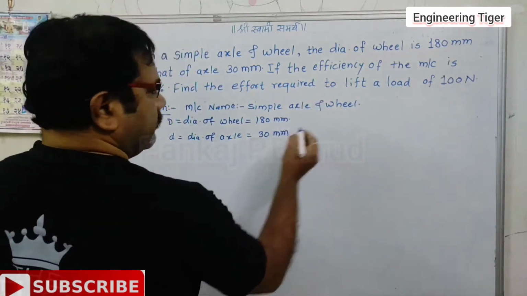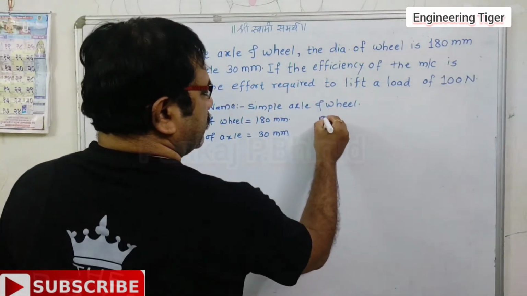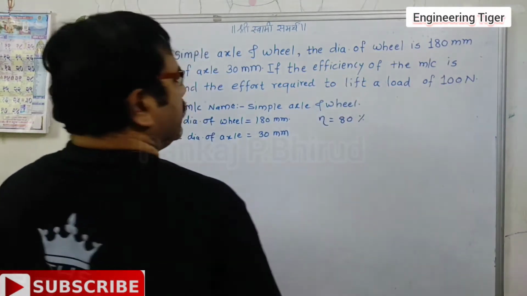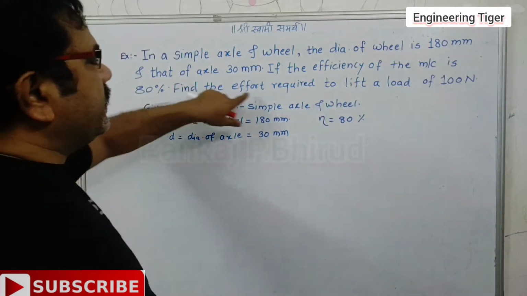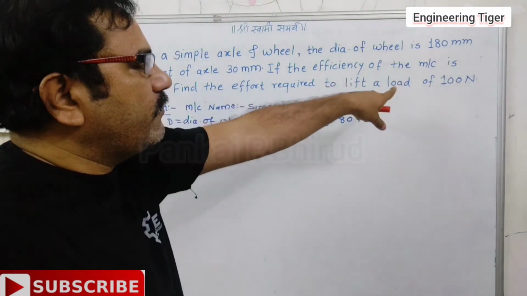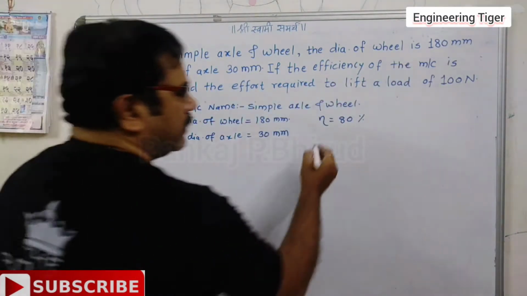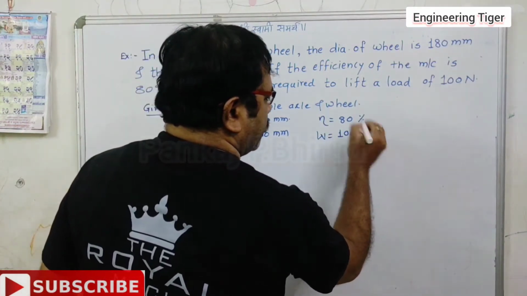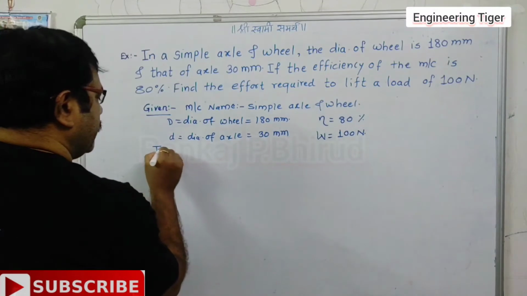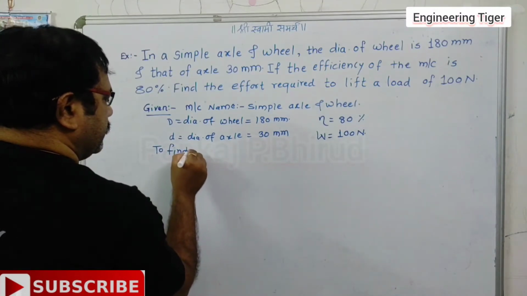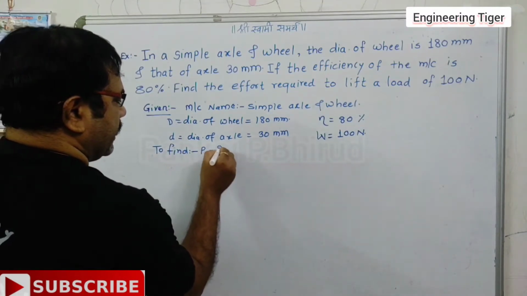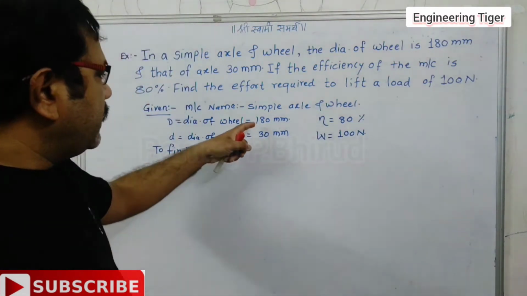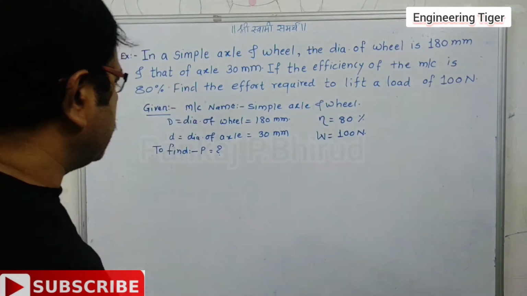Then the efficiency of the machine is 80%, and we have to find the effort required to lift a load of 100 Newton. So here the load is given, that is 100 Newton, and we have to find the effort required. Okay, so from the given data we can easily calculate the velocity ratio.